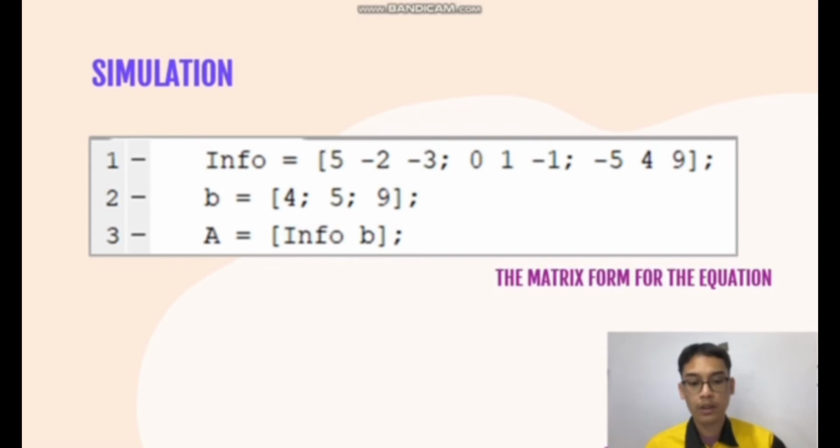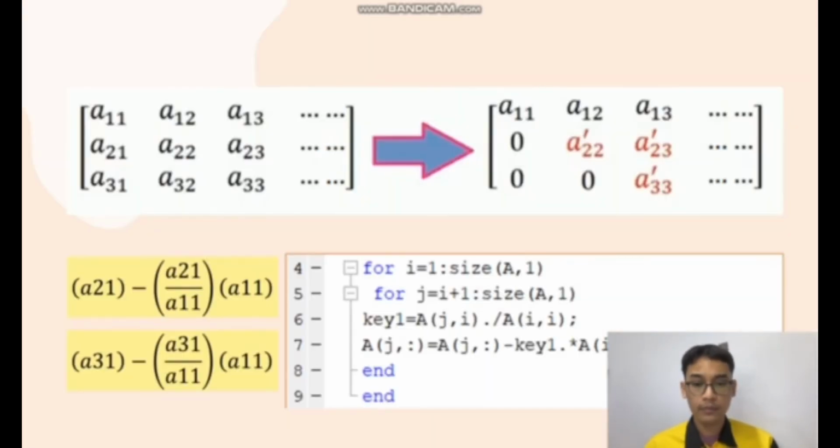So this part we declare as B, and in order to put the left hand side and the right hand side of the matrix into one form, we must declare it as A, which is info and B. So it has the left hand side and the right hand side of our equation. Now, as we know, we use the Gauss elimination method to get this type of triangular matrix, which will have 0 for this part.